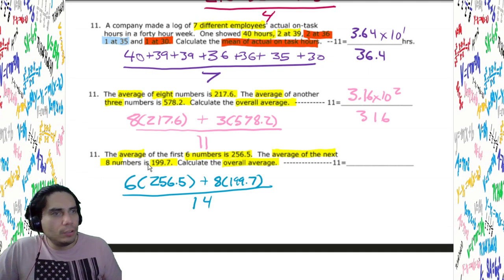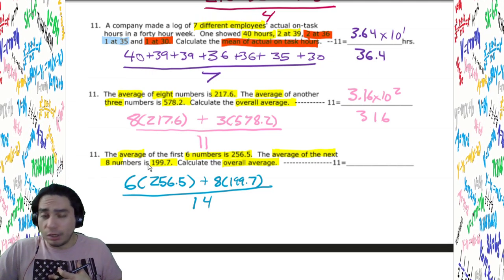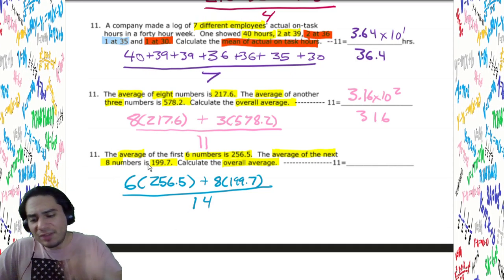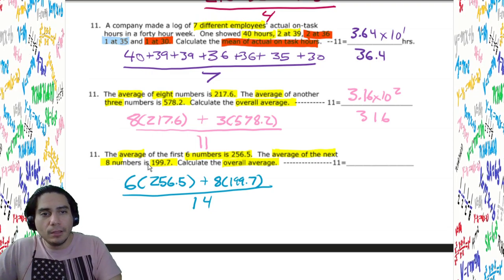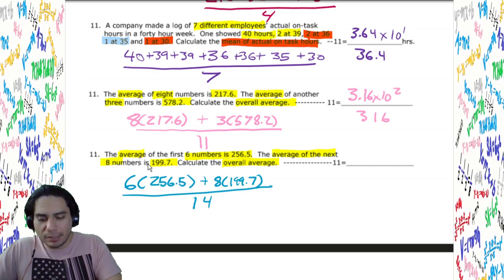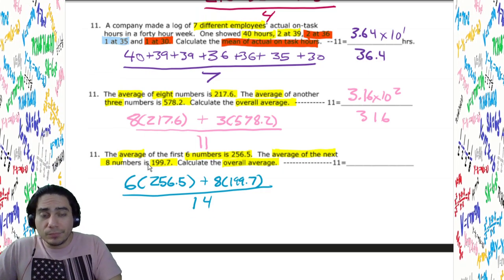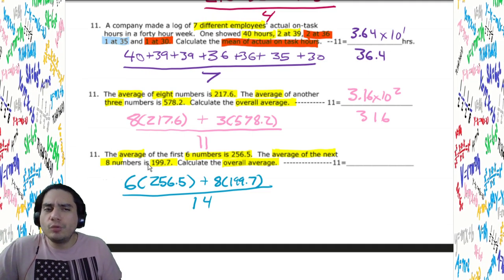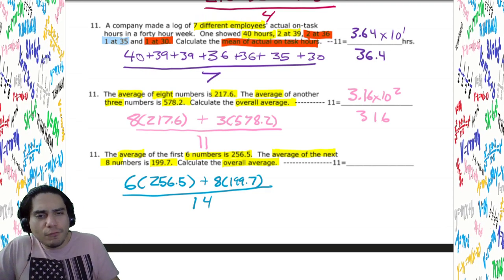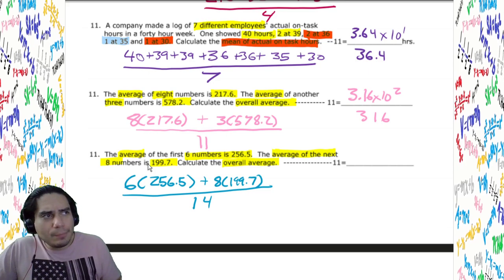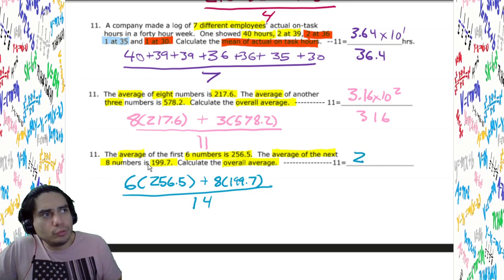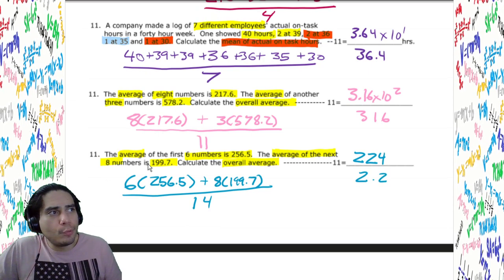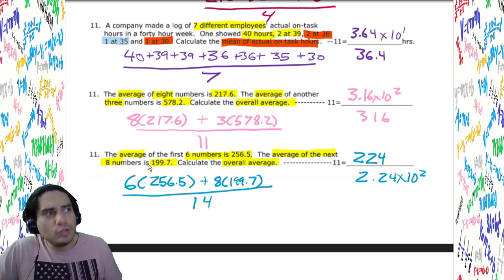And we end up with, I think I did something wrong here. I got 1.41. I know that's wrong. 256.5, enter, 6 multiply, 199.7, enter, 8 multiply, add them, and then 14 divide. And now I got a reasonable answer. Why was 1.41 unreasonable? Because our answer's got to be between 256.5 and 199.7. You got to think reasonableness. And my answer is 224, or 2.24 times 10 to the second power.